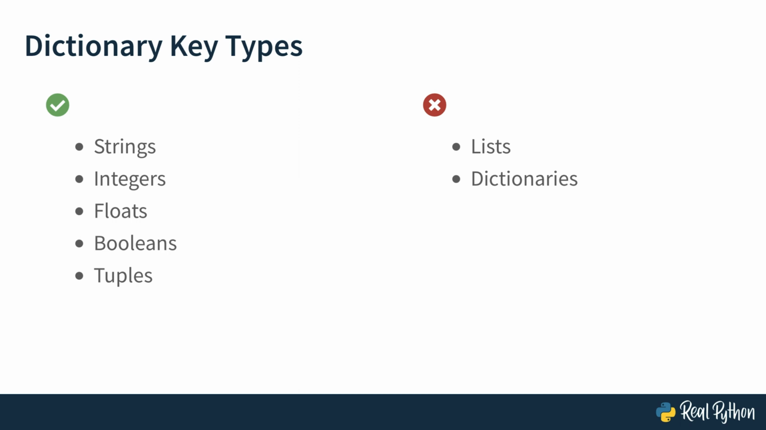Which is a great segue to the next lesson. In this lesson, you learned how to create a dictionary and which data types are allowed to be used as keys and values. In the next lesson, you'll learn how to access dictionary values.